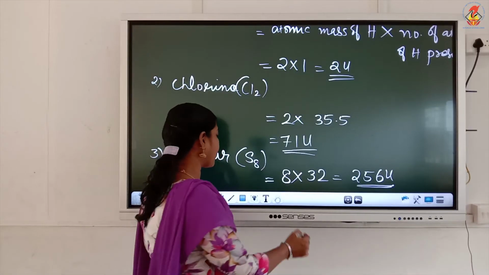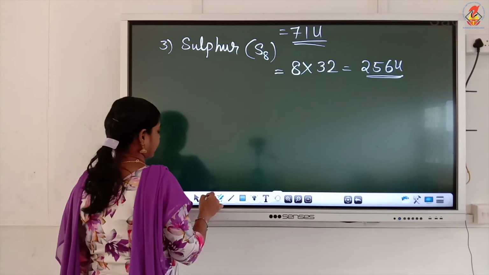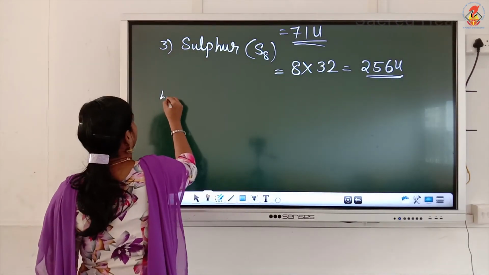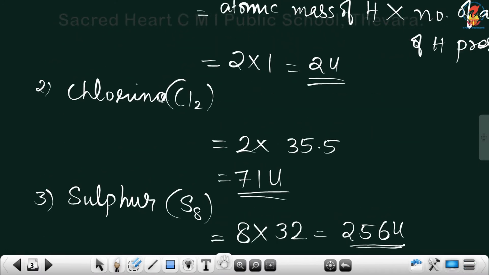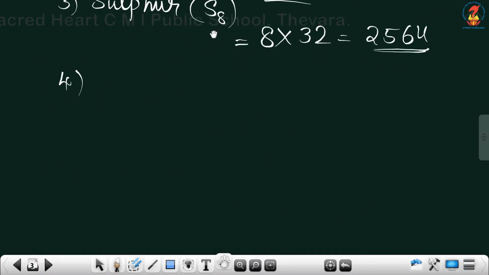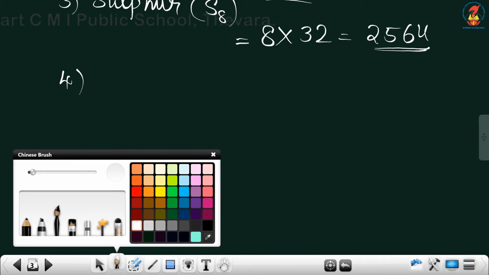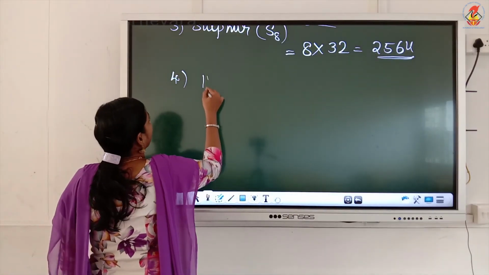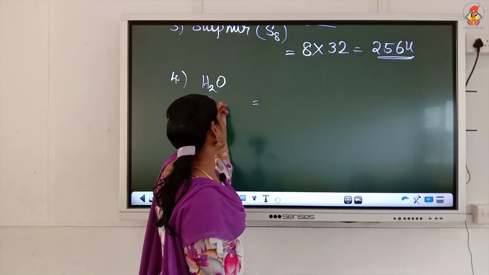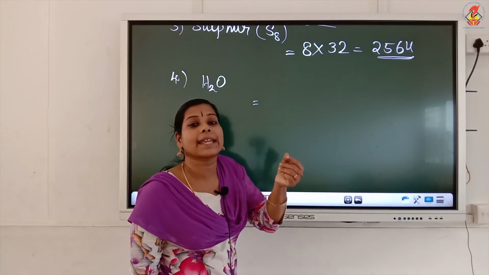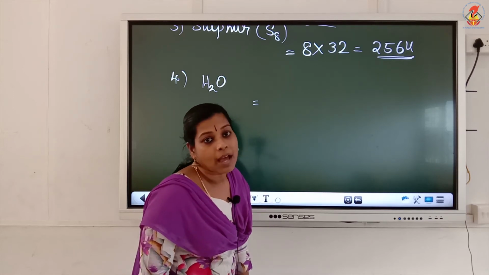Then one by one, a few more examples we can see. The next example, the fourth example, is water. Now all these so far were molecules of elements. Just now we have seen molecular masses for different elements. Now we can see how to calculate the molecular mass of a compound. Water is a compound. At that time we take the individual atomic masses, multiply with their corresponding number of atoms, and adding them together will give you the molecular mass of that particular compound.